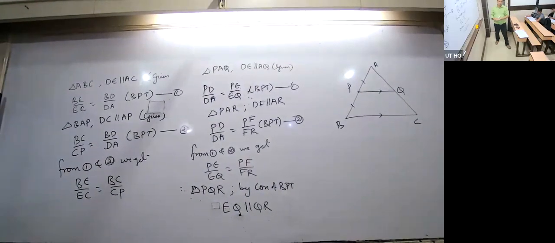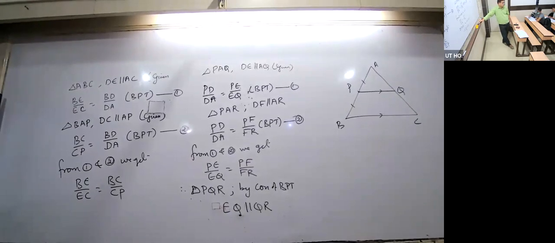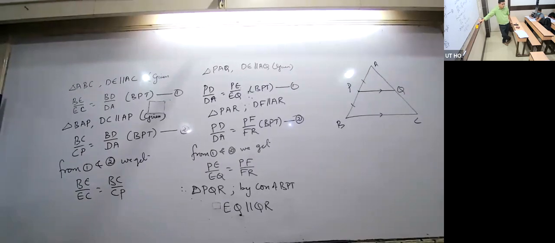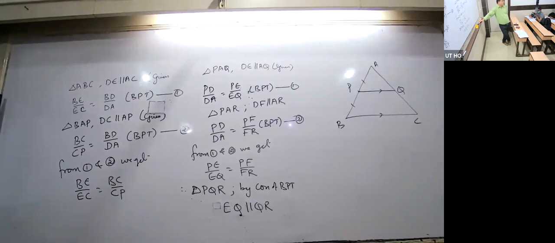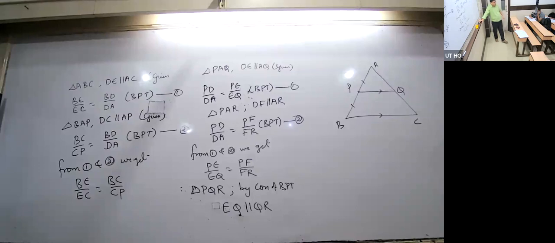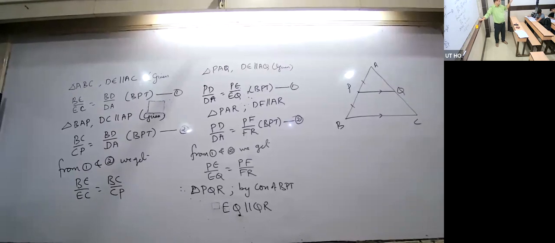AQ is equal to CQ. This theorem is called which theorem? It is not MPT. It is the converse of the midpoint theorem. The midpoint theorem is: a line drawn through the midpoints of two sides is parallel to the third side and equal to half of the third side. It is the converse. So write what is given, in triangle ABC.